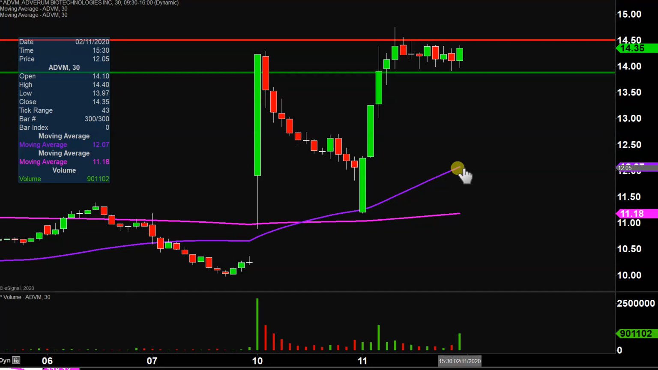But really the main dynamic going forward is a whole lot of people are going to be watching $14.50, myself included, and wondering if the price can get that breakout. So let's see what happens with it on Wednesday.